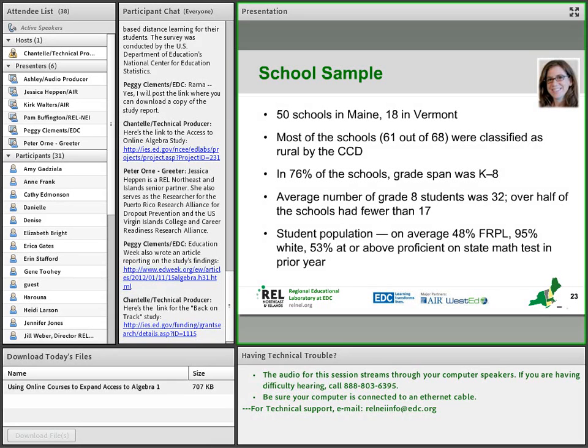On average, about half eligible for free and reduced price lunch, 95% white, 53% at or above proficient on the state math test in the prior year. So we had some economic diversity and diversity in some other student background characteristics, not much in terms of racial and ethnic minority diversity.